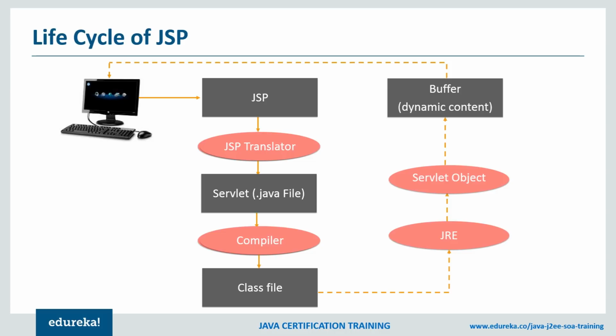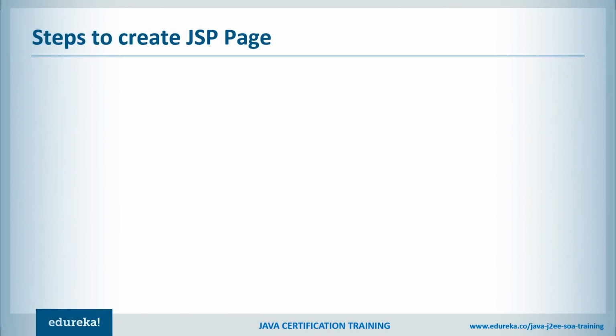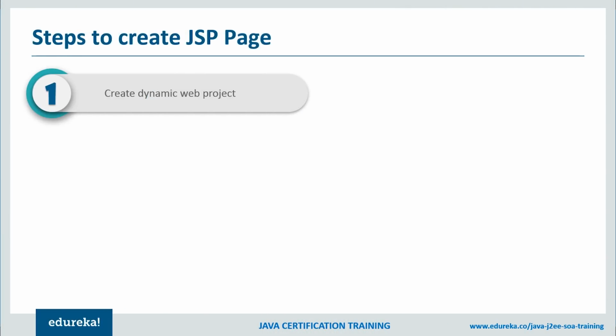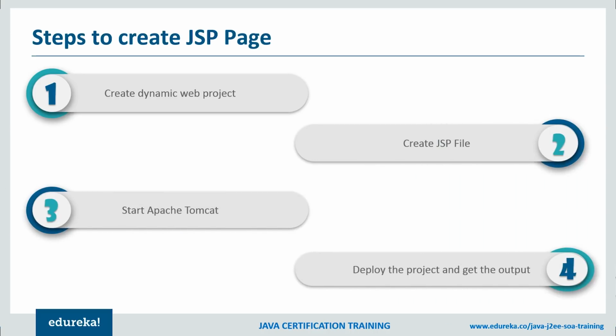After that, the servlet page is compiled by the compiler and gets converted into a class file. Moreover, all the processes that happen in servlet are performed on JSP like initialization, committing response to the browser, and destroy. So that's how the life cycle of JSP is. Next, we'll see the steps to create JSP. First, again, create a dynamic web project. You have to create a JSP file, start Tomcat, deploy the project and get the output. Simple. I'll show you how to do that.